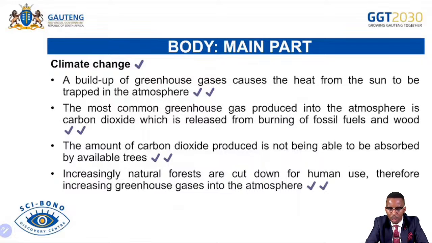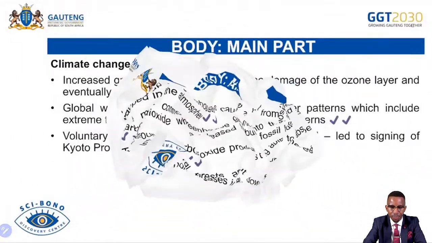The amount of carbon dioxide produced cannot be absorbed by the available trees because it is too much. Increasingly, natural forests are cut down for human use, therefore increasing greenhouse gases in the atmosphere. Remember, if trees are no longer there, there won't be anything to absorb these greenhouse gases. Therefore, whatever gas is produced will go straight into the atmosphere and damage the ozone layer and also the ecosystem, causing what we call climate change.